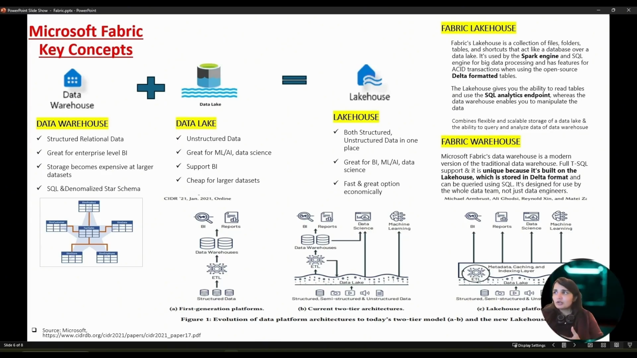Now let's look at the Fabric warehouse. How is it different from traditional data warehouses? It's unique because it's built on the Lakehouse, where the data is stored in Delta format, and because of the SQL support, you can now directly build your warehouse using SQL and build your semantic relational data models.